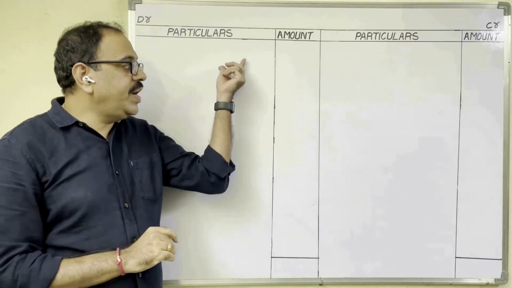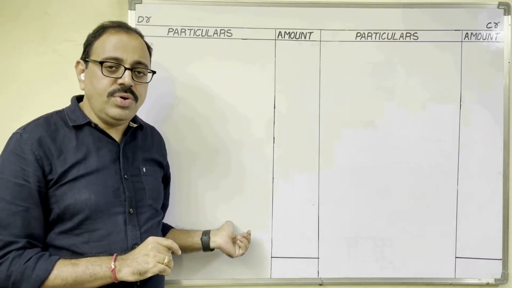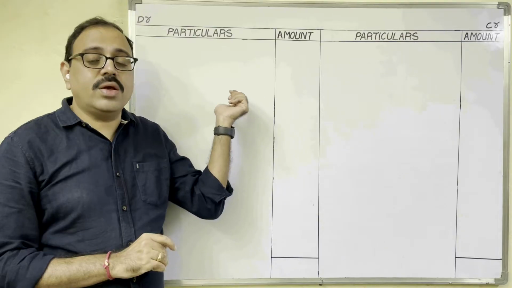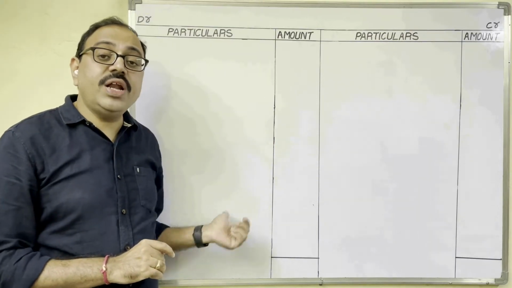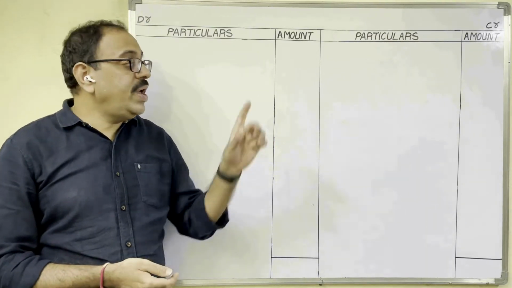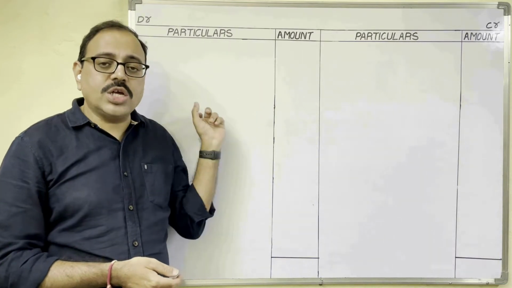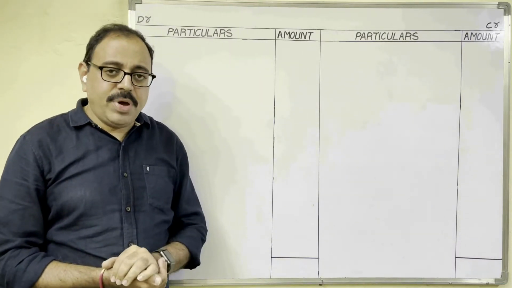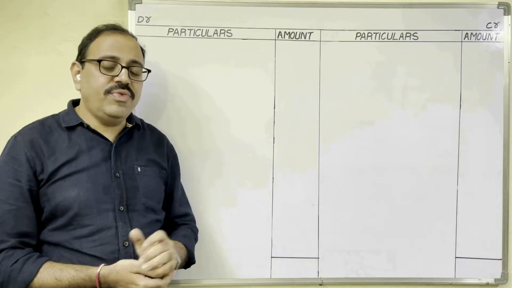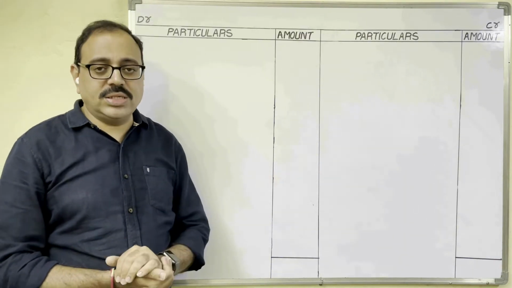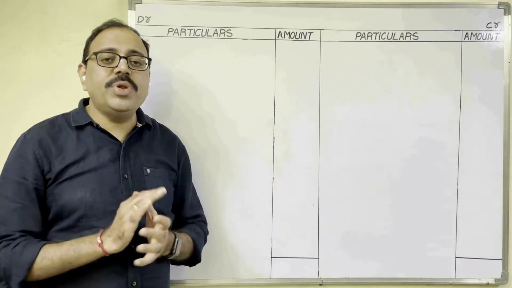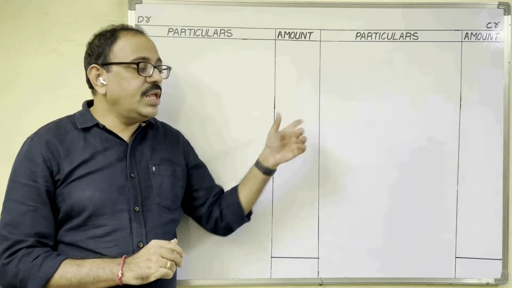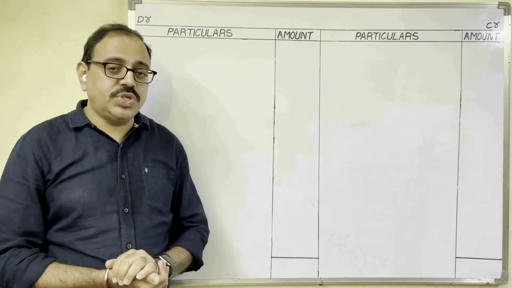So we prepare trading account and profit and loss account to know the gross profit or gross loss and net profit or net loss. By preparing trading account, we can know gross profit or gross loss. By preparing profit and loss account, we can know net profit or net loss. These two accounts are nominal accounts, so while preparing these accounts, nominal account rules we should follow.